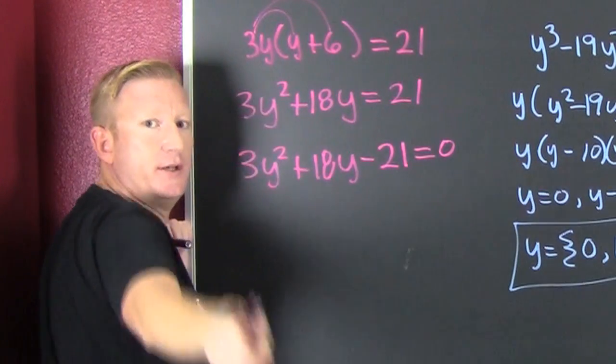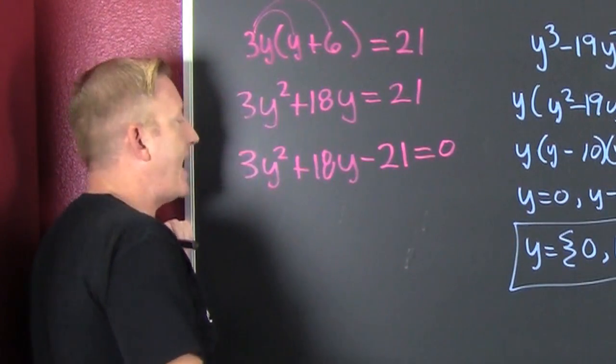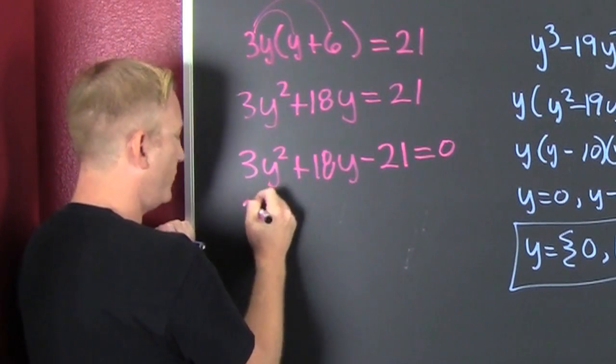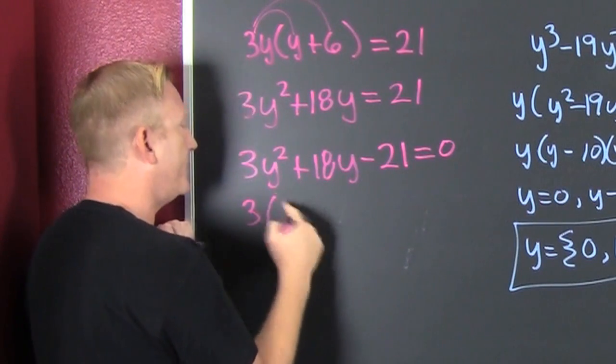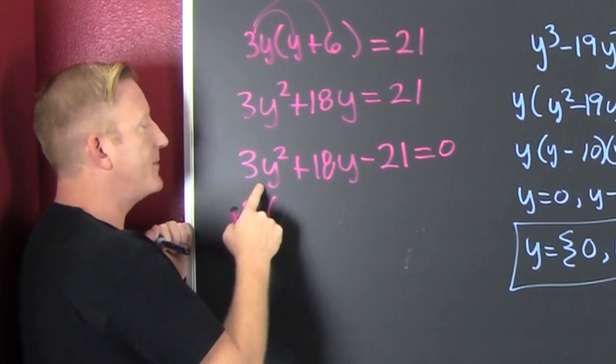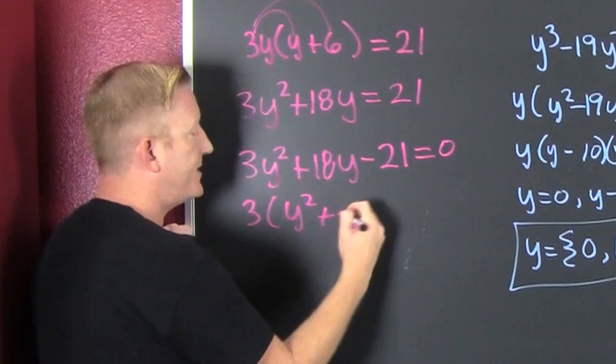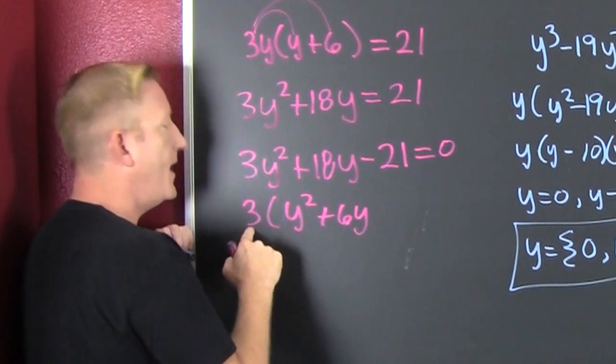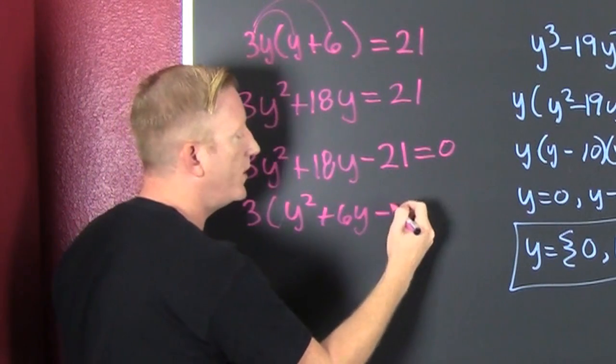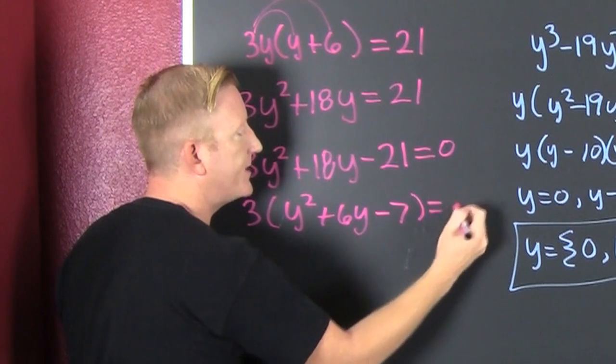First rule of factoring, never talk about factoring. And then after that, pull out a common factor. We see that the factor is going to be a 3. So then I pull that 3 out. 3 times y squared. 3 times 6 is 18, that's 6y. And 3 times 7 is 21, so that's a minus 7, and that's equal to 0.